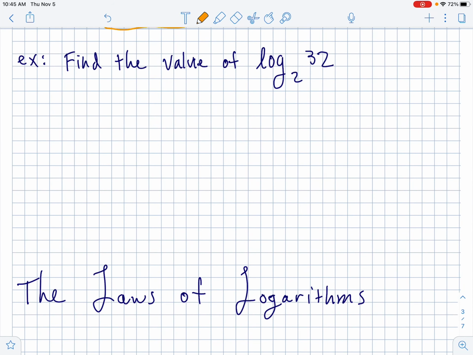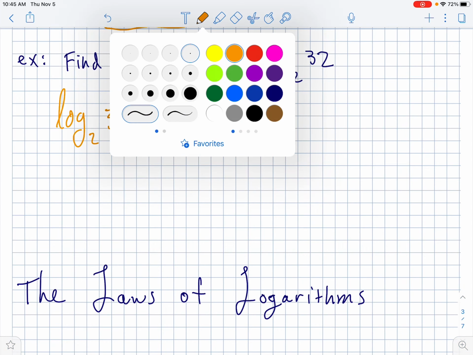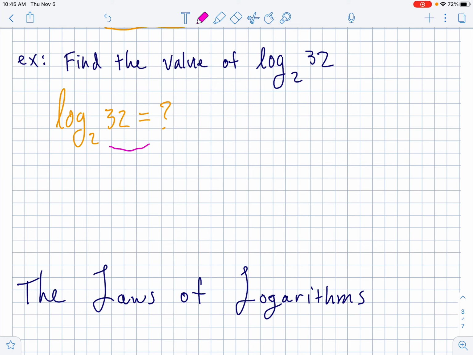Find the value of log base 2 of 32. Okay, here's how I think you guys should do these problems. Log base 2 of 32, let's say we don't know what it's equal to. And then you can just spiral this. 2 to the what equals 32. So 2 to the question mark equals 32.